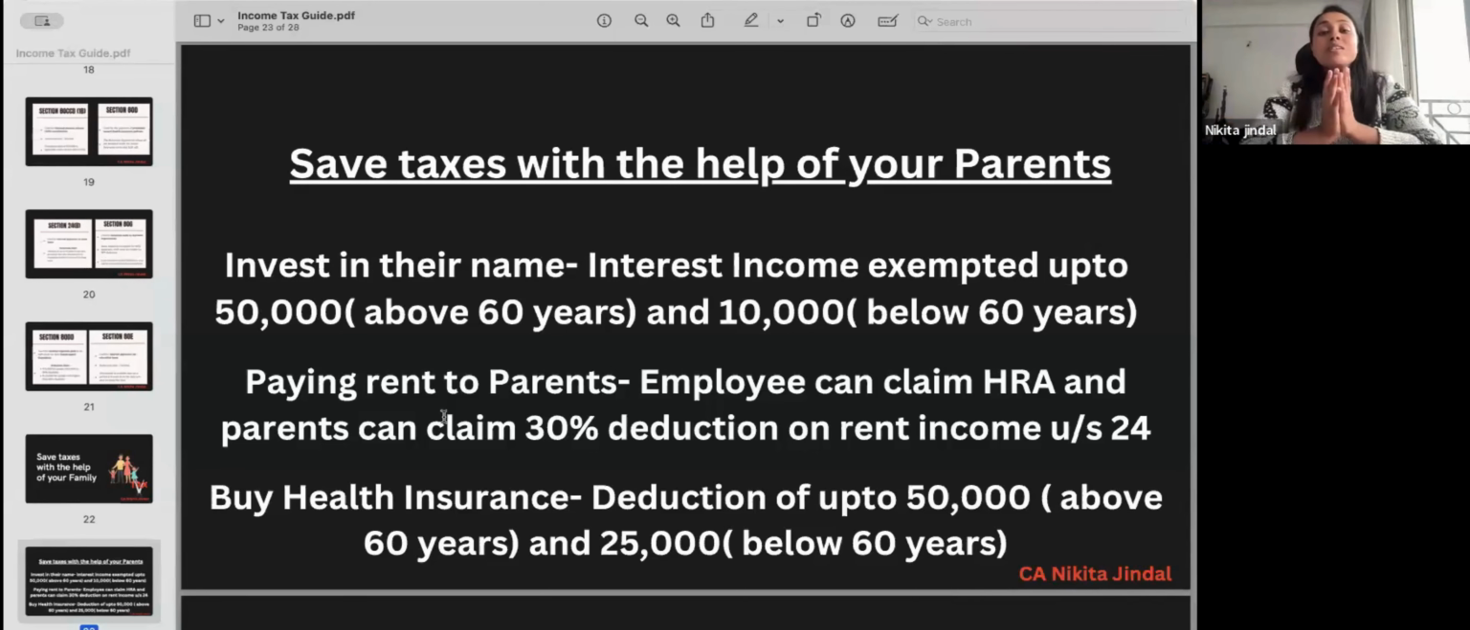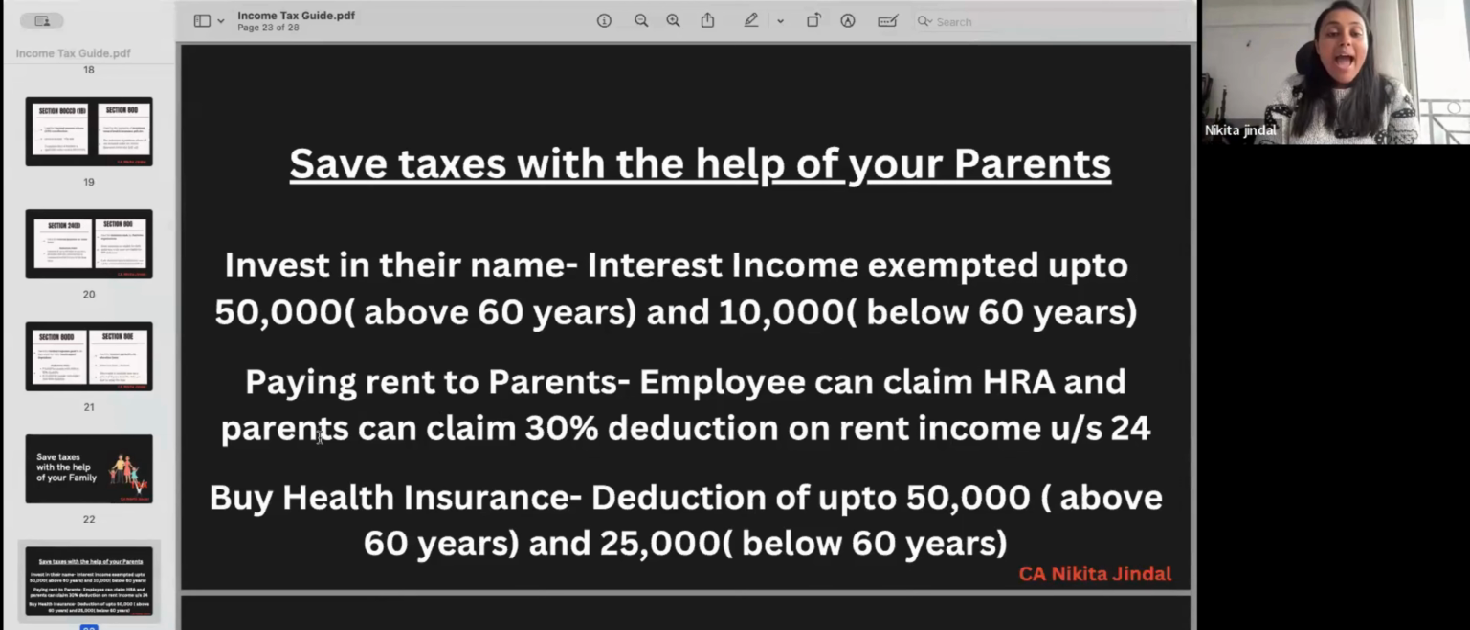So what is the advantage? If you are paying rent to your parents, you can claim HRA. And also, in the books of your parents, there is rental income, so they can claim a 30% deduction on rent income under section 24. So basically both have a good advantage from it.